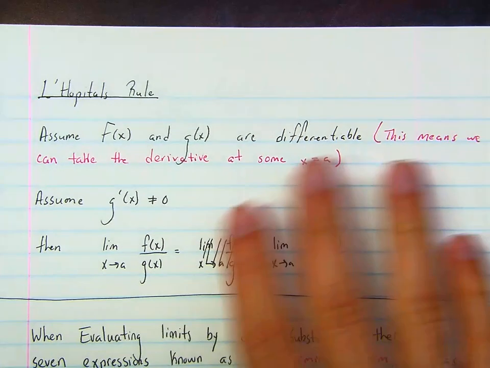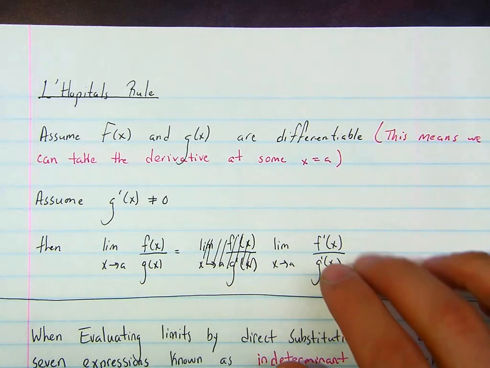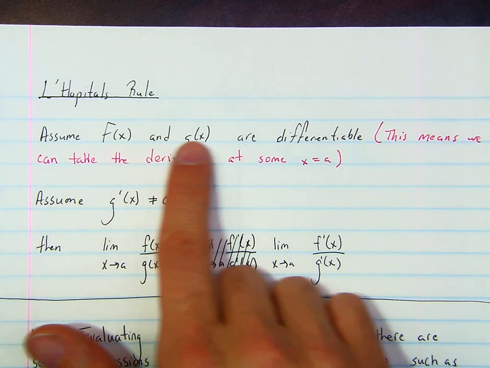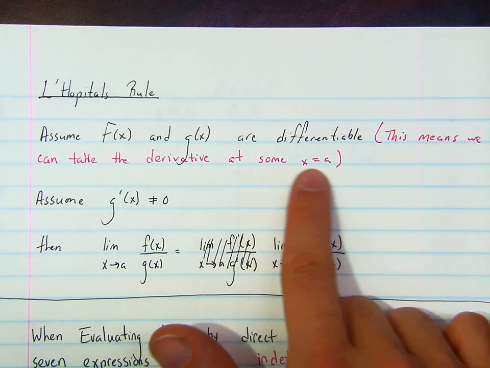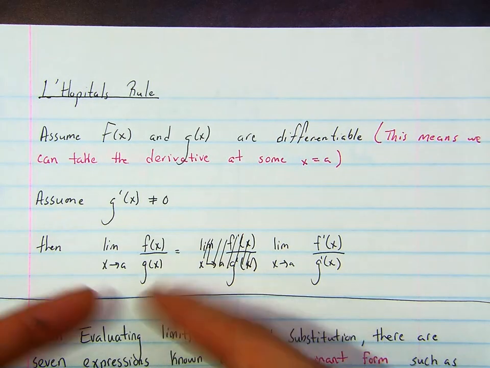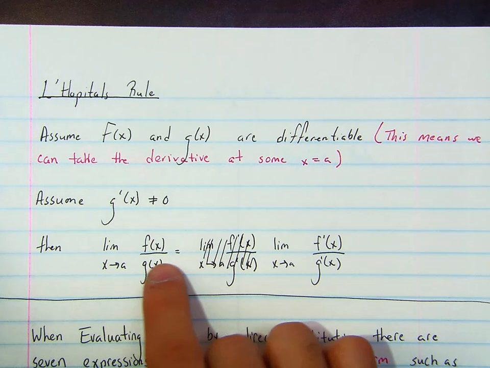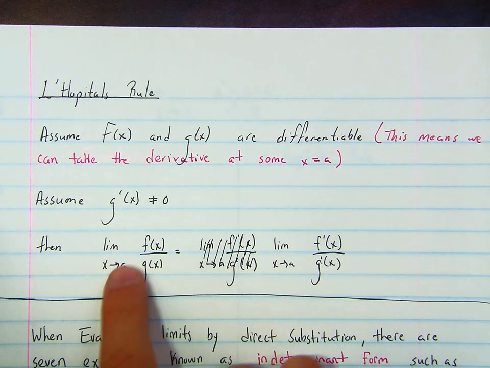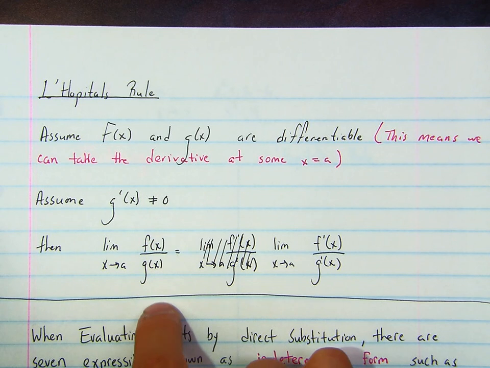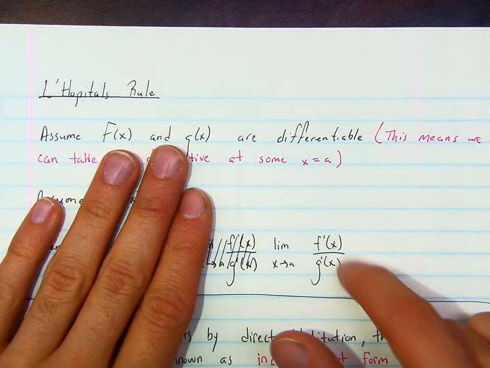L'Hopital's rule. What I want you to do is pause the video and copy this down, and also we're going to copy something below. But here, assume f of x and g of x are differentiable. This means that we could take the derivative at some x equals a and assume that g prime of x is not equal to 0. What this is saying is that, let's say we want to find the limit as x approaches a, if the functions are both differentiable, we're allowed to just take the limit with respect to the derivative.